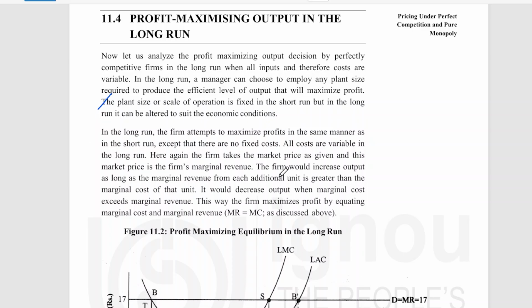Here again, the firm takes the market price as given, and this market price is the firm's marginal revenue. The firm would increase output as long as the marginal revenue from each additional unit is greater than the marginal cost of that unit. So it would decrease output when marginal cost exceeds marginal revenue. This way, the firm maximizes profit by equating marginal cost and marginal revenue. That is, MR is equal to MC.